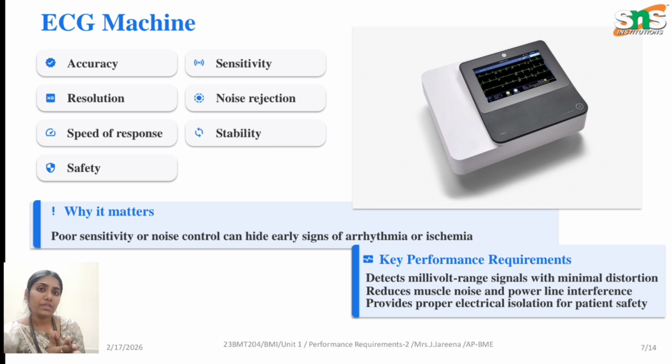And finally, safety. As we all know, safety is very important for both users and operators, because if you are not giving proper safety measures, obviously it will affect the patient's health and life. Why does it matter? If sensitivity is poor or noise control is not there, it hides the meaningful information of arrhythmias in the ECG signals, and finally we will miss important, valuable information that needs to be considered.